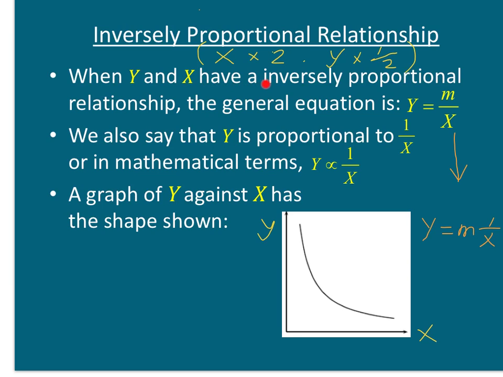When y and x have an inversely proportional relationship, the general equation is like this: y equal to m over x, or it can also be written as y equal to m times 1 over x. They are the same. We can also say that y is proportional to 1 over x, or we can write it this way. A graph of y versus x is a curve like this.